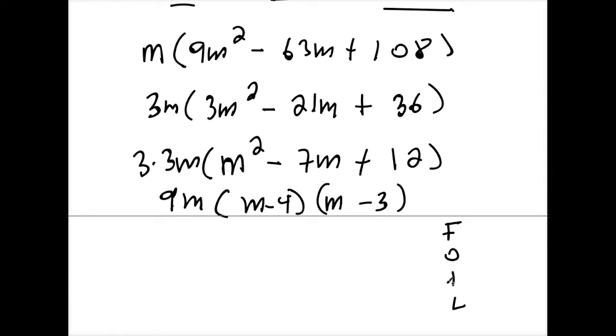FOIL. All right, got my first, m squared. I got my outside, kind of, sort of, -3. I got my inside, kind of, sort of, -4. They add together to -7. Check. Got my last, -4 times -3 is positive 12.